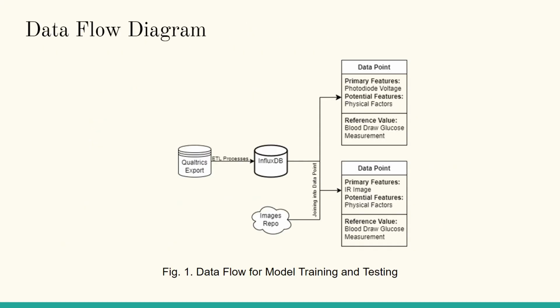The data flow diagram is that we're using Qualtrics exports, which is software to do the data collection on the day of, and then using ETL processes, the data is sent to an Influx database, and we'll get two types of data points. One is with photodiode voltage or current, and an IR infrared image, and potential features include both physical factors. And finally, the reference value is the blood draw glucose measurement.